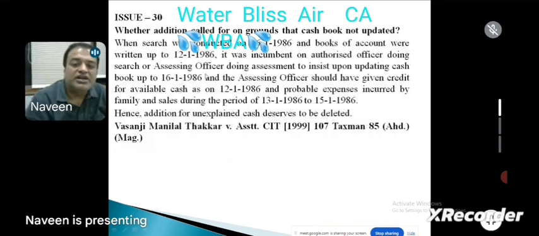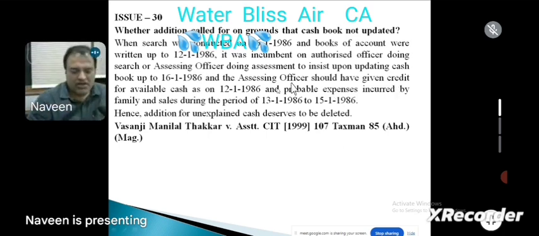Next, additions on the ground that the cash book is not updated, where the search was conducted on 16/1/86. Naturally, when a search is conducted, books may not be updated, say up to 10 days back. Generally, books are 15 days behind. So it is incumbent on the authorized officer doing the search, or the assessing officer doing the assessment, to insist on updating the cash book up to the date of search, 16/1/86. The assessing officer should have given credit for available cash as on 12/1/86 and probable expenses incurred by the family and sales during the period. The addition for unexplained cash deserves to be deleted.